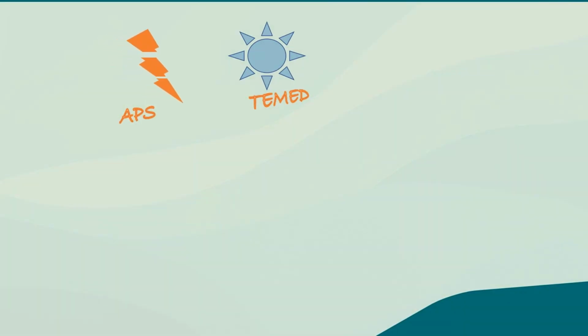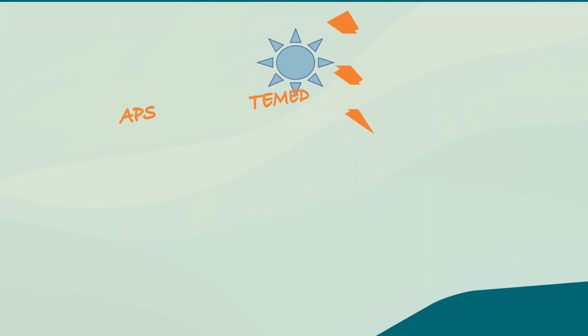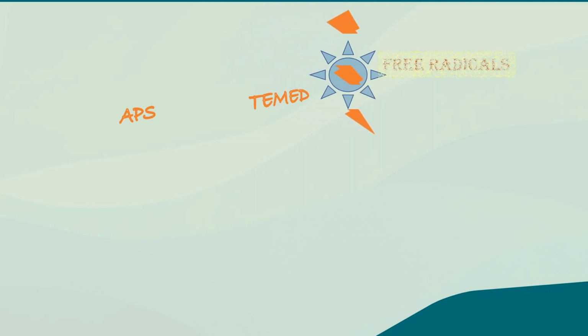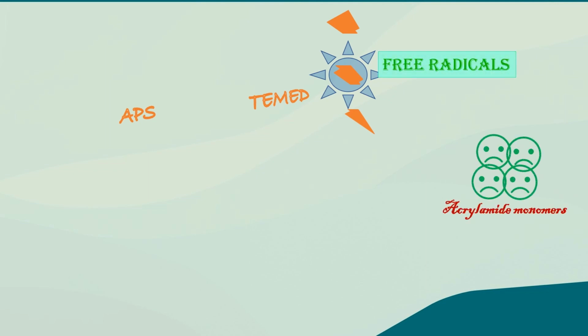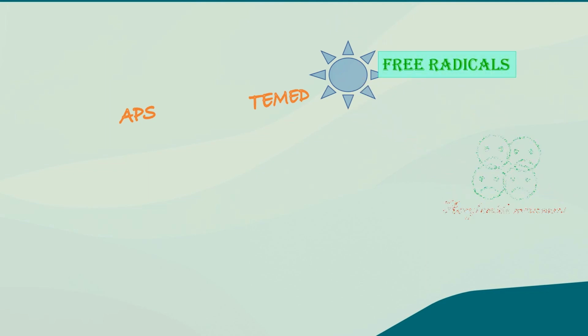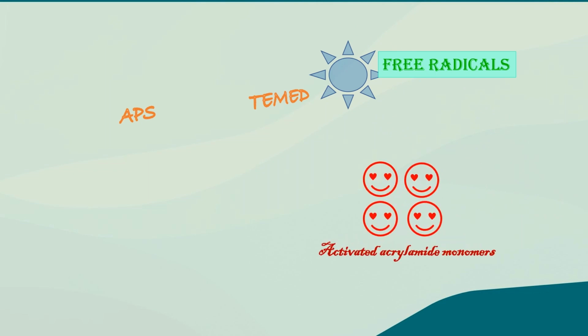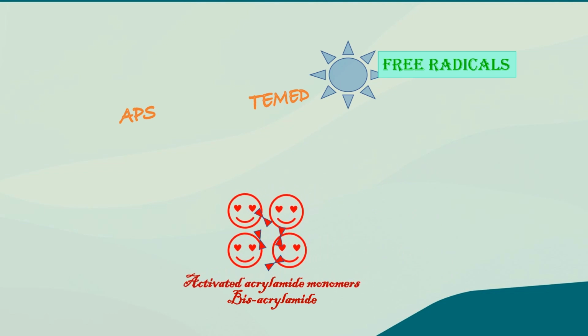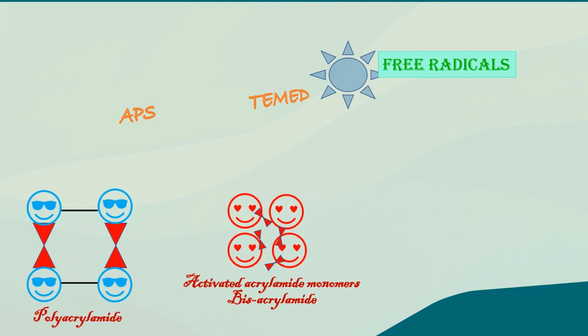APS spontaneously generates free radicals that are highly active, and these radicals are stabilized by TEMED. The stabilized free radicals, in turn, activate the acrylamide monomers, which subsequently combine with bisacrylamide molecules to produce polyacrylamide gel. The linear chain of acrylamide monomers is held together by hydrogen bonds, while bisacrylamide connects the two linear polyacrylamide chains.